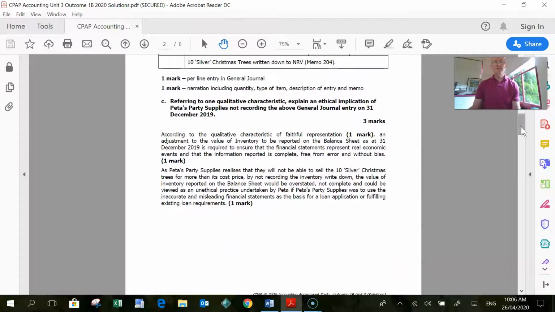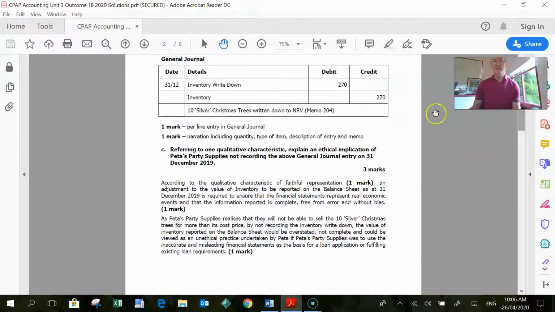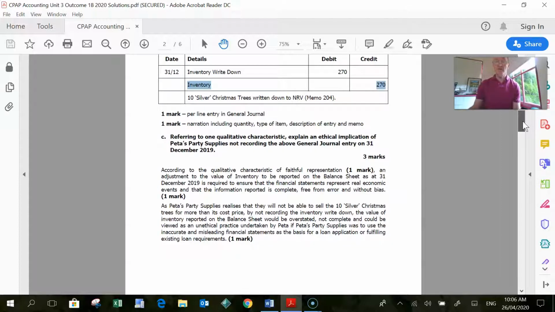This was a fairly straightforward one. Most of you answered that quite well. So qualitative characteristic is clearly faithful representation. So if we don't reduce the inventory value by 270, our inventory is overstated. Therefore, owner's equity is overstated. That's misleading. And therefore, one could argue unethical, that you're not telling the true picture of how your business is going.